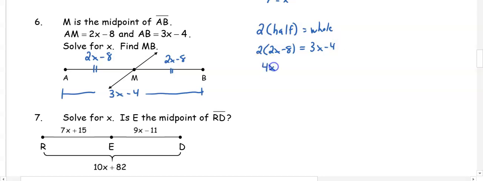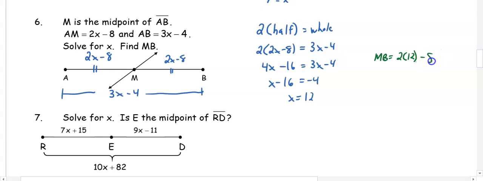So as we distribute, 4x minus 16 equals 3x minus 4. We can move 3x to both sides, so x minus 16 equals negative 4. Add 16, so x is 12. Once we know x is 12, to find MB, we are going to substitute, so we have 2 times 12 minus 8. So 2 times 12 is 24, minus 8 will get us a length of 16.